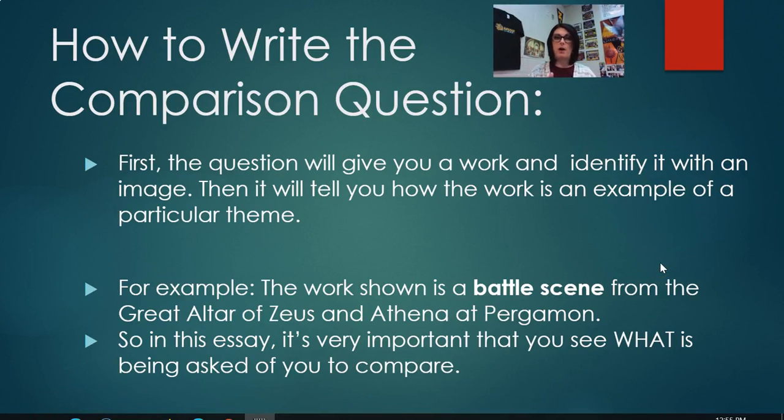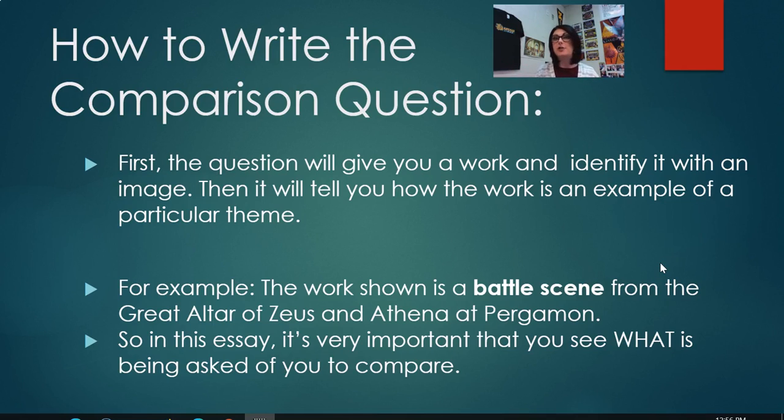All right, so the first thing that's going to happen is I said they're going to give you a work of art and they're going to identify it with an image. So for example, this is the image of Athena battling the giants from the Pergamon altar. All right, so they've told you what it is. You're like, okay, I remember learning about that. It will also tell you how it is an example of a particular theme. In this case, we're looking at which shows a battle scene.